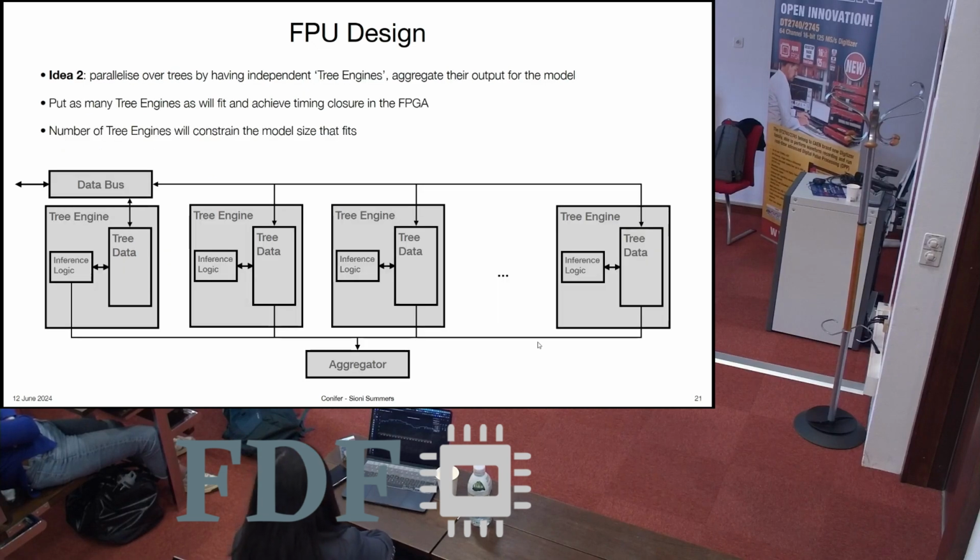Then the whole forest processing unit itself is putting together as many of these tree engines as we can fit into one device while still achieving timing closure. And the aggregation is the same: we use each of these tree engines to do the inference of one tree, and then we sum up the results to get the final model prediction. The number of tree engines will constrain the eventual largest size of model that we can fit. But since the model itself is now stored in some memories that are connected to some bus, we can load new models later.